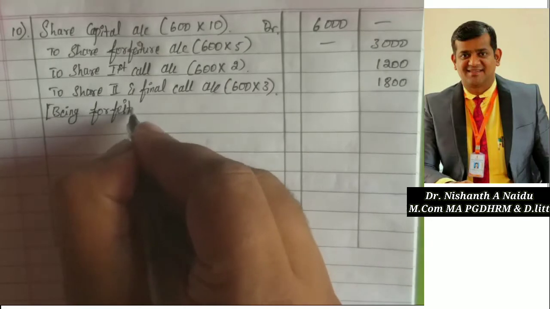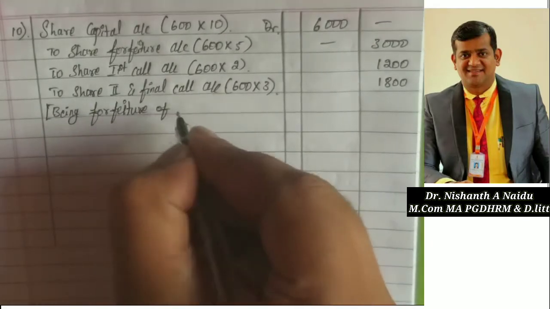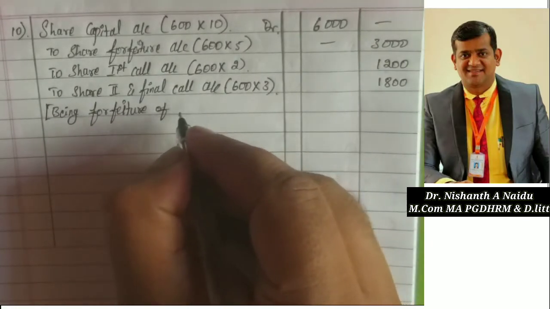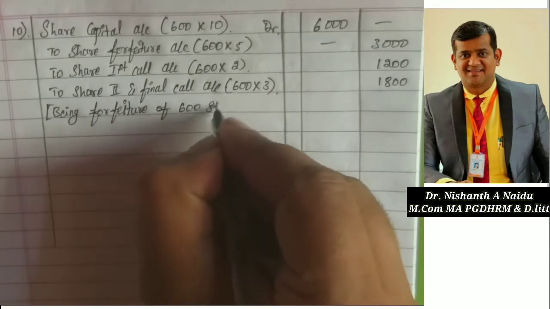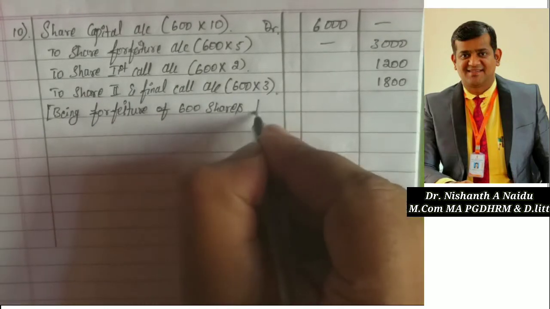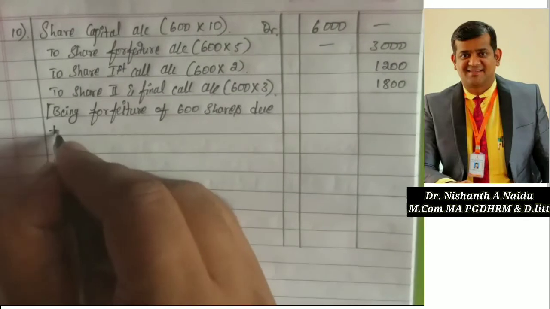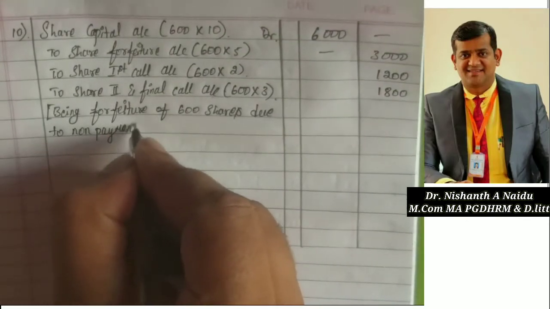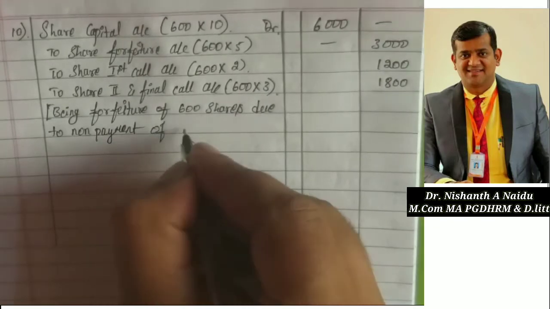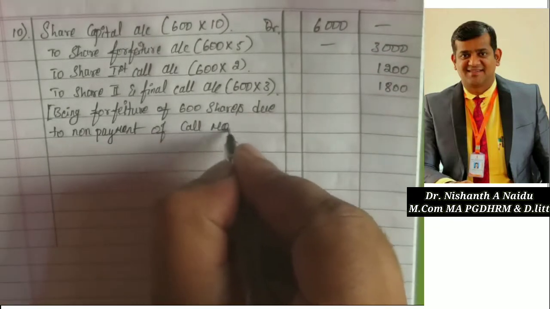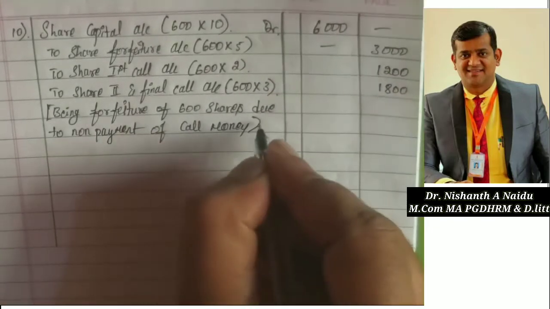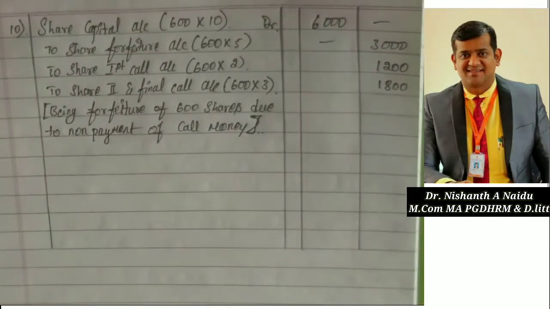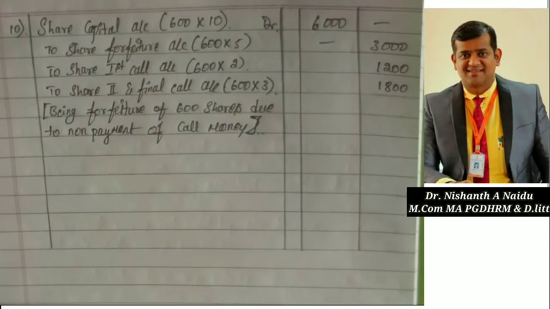So now write the narration being forfeiture of 600 shares due to non-payment of call money. Due to non-payment of call money. So forfeiture is done. Okay.